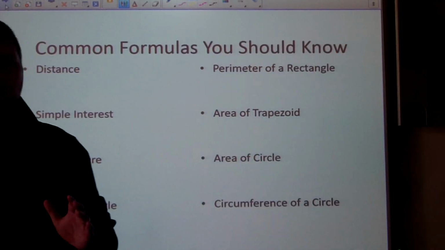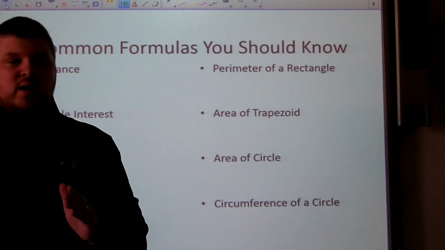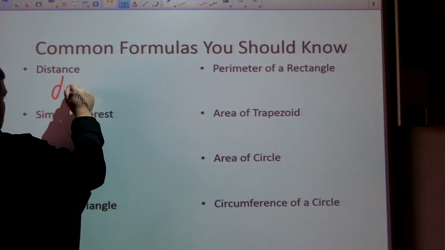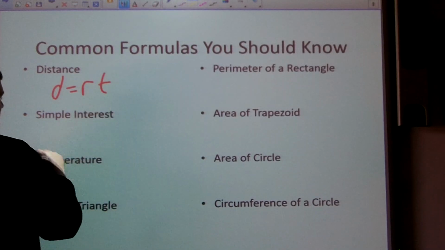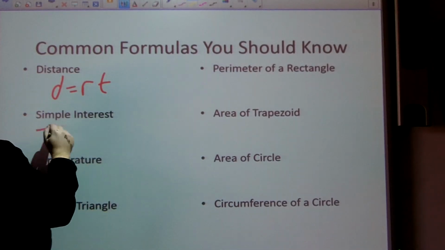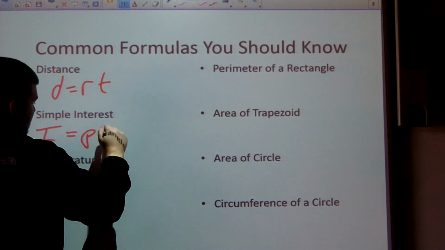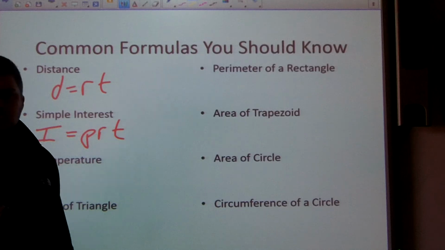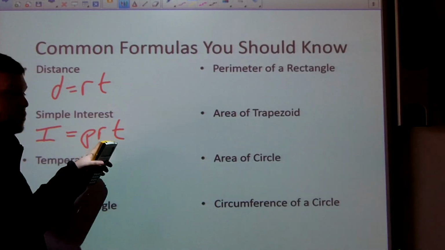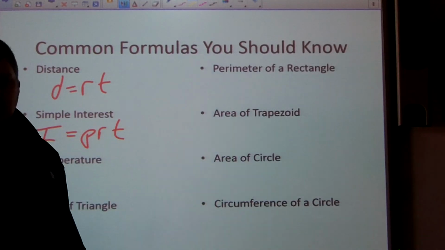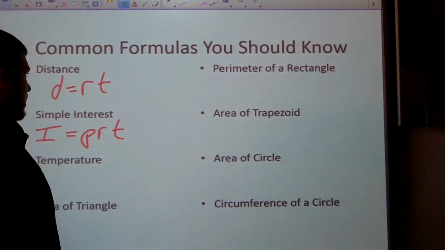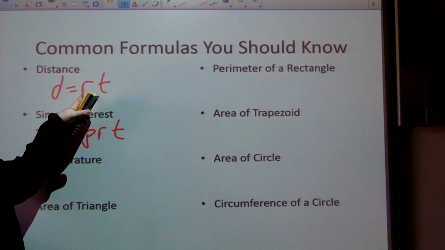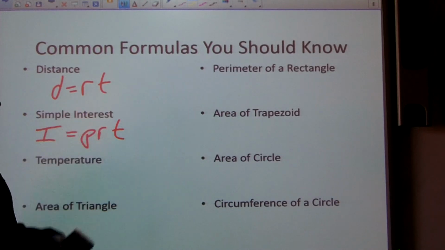Okay, so there's several formulas you should know. I'm just going to give these to you, okay? Make sure you have these memorized. So distance. Simple interest. I equals PRT. So here, interest is equal to principal, which is just the amount of money you put in the bank, times your interest rate, times time. Now, time here in this problem is typically in years. Okay? Sorry, I didn't talk about this problem. Distance is equal to your rate, which is typically the speed, multiplied by the time.